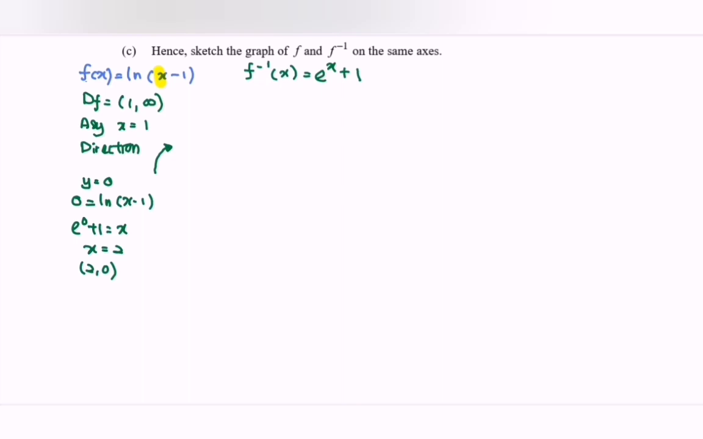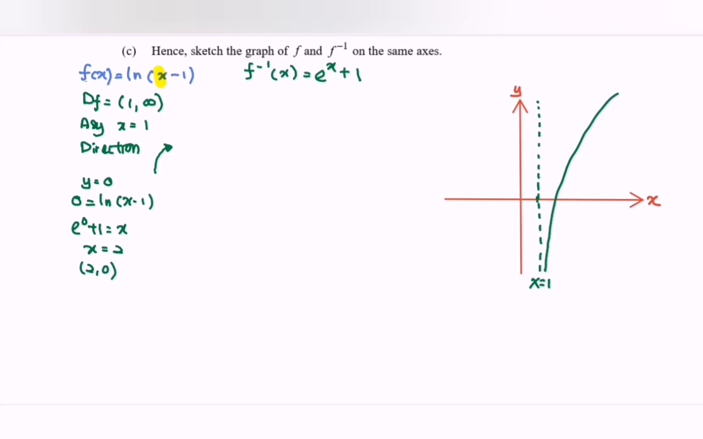Next, focus on the graph. At first we have the domain 1 until infinity. So let's say here we have the 1, so x equals 1. Next, the graph is something like this, where we have the coordinate (2, 0) in here. So we have the function f(x) equals ln(x - 1).